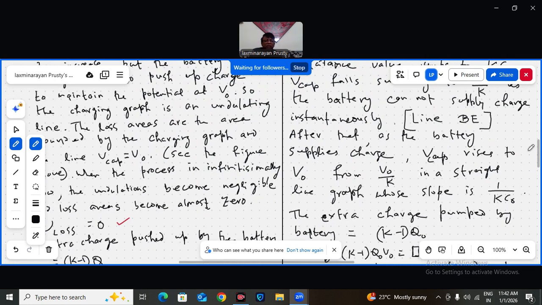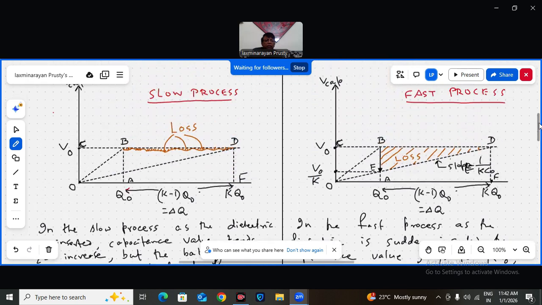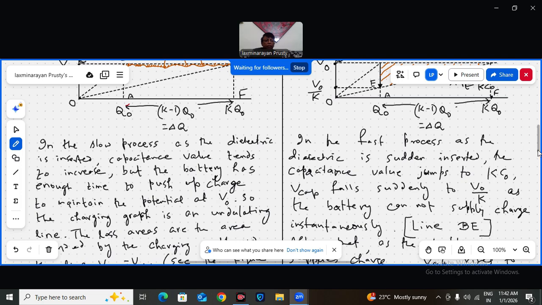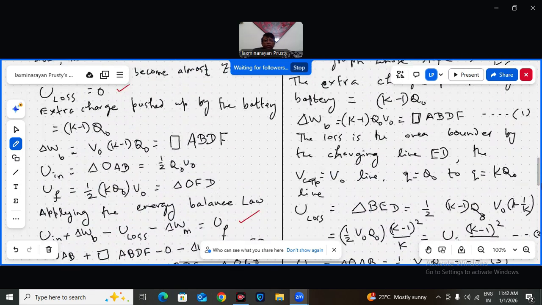But for the battery work done, it is the same thing, just like the previous situation. It is sending the same extra charge (K minus 1) Q naught across a constant potential difference V naught. So the work done will be this rectangle area, (K minus 1) Q naught into V naught. This rectangle ABDF, just like the slow process. Battery work done is (K minus 1) Q naught into V naught, that is the ABDF rectangle area.